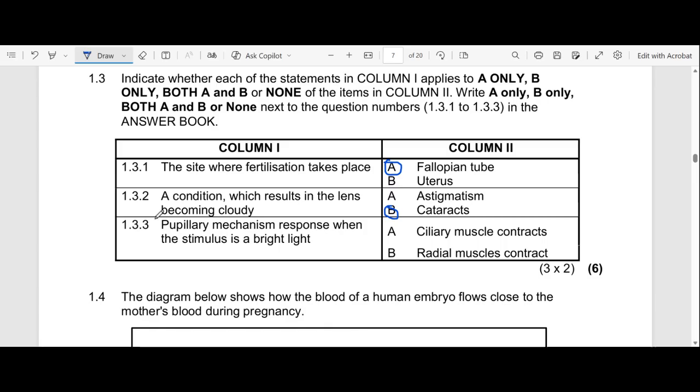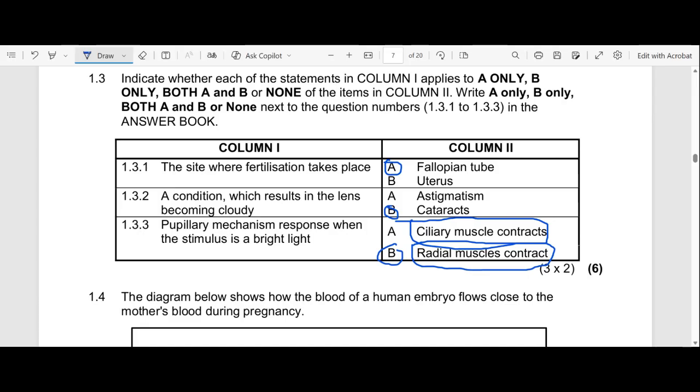Now let's go to 1.3.3. Pupillary mechanism responds when the stimulus is a bright light. So when the stimulus is a bright light, we know that it can be ciliary muscles. Ciliary muscles are involved in accommodation. So our answer becomes what? None. It becomes none. Because with our radial muscles, when the eye is exposed to bright light, what do they do? They relax. They don't contract. Our sphincter muscles contract. Radial muscles relax.